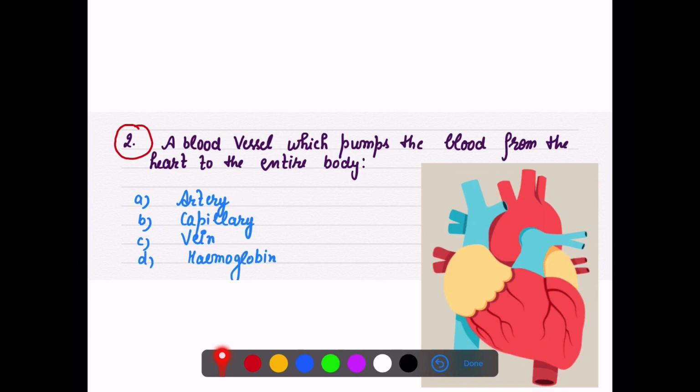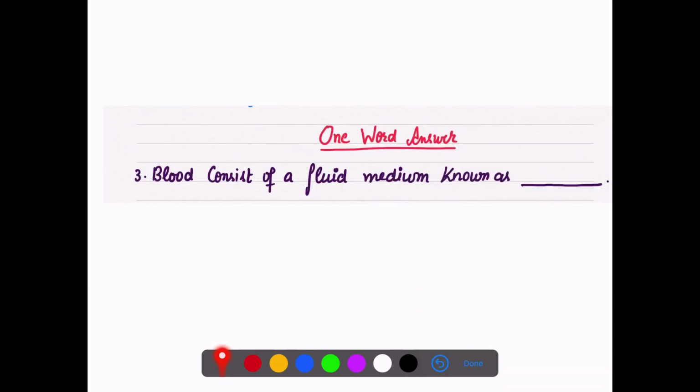I know that all of you know the correct answer. Please mark it carefully and write it down in your rough notebook right now. A blood vessel which pumps the blood from the heart to the entire body. Let's move to the third question, and if you have done the first and second questions, let's move to the third one. So here is a one word answer. You have to give me a one word answer for this.